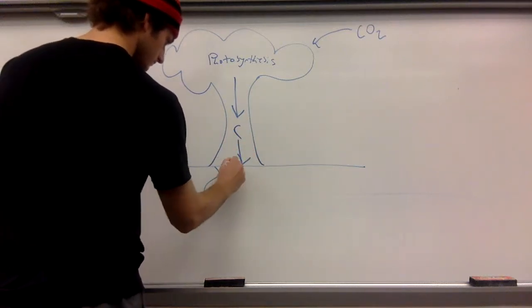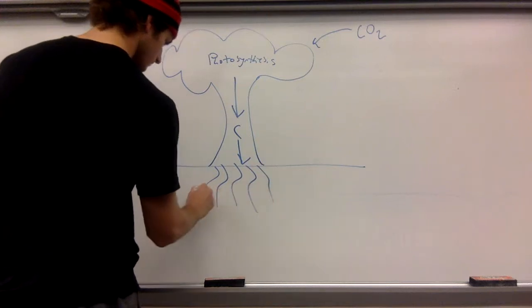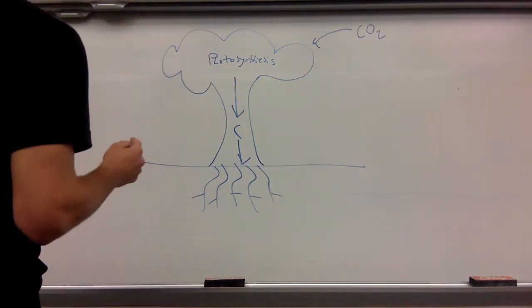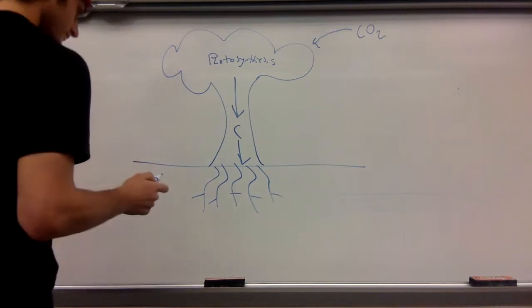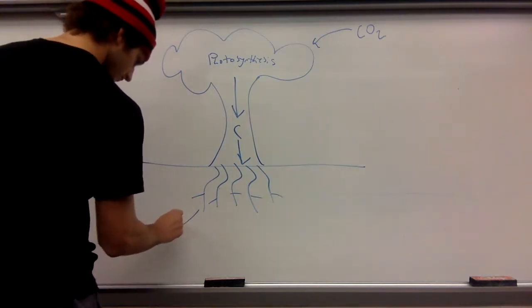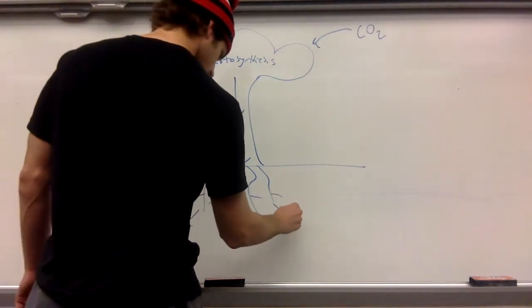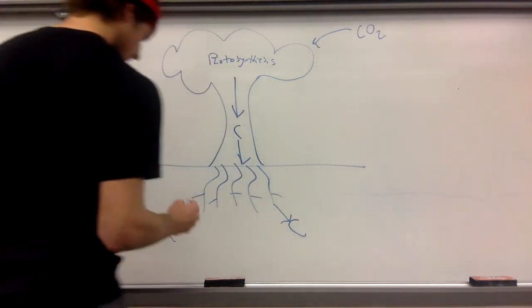Trees then use this sugar to respirate. They respirate because they need energy to sustain themselves. However, when trees respirate, they release carbon dioxide. This carbon dioxide is released into the soil, and it can be used by other trees in the surrounding area.